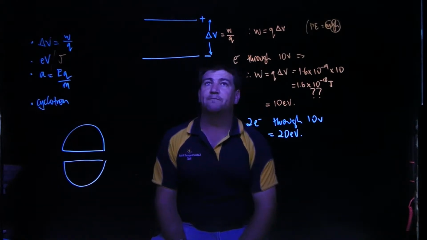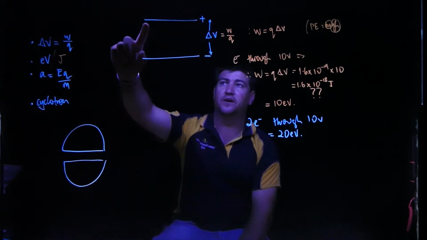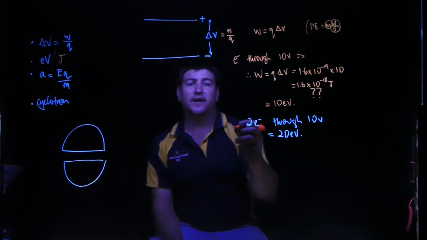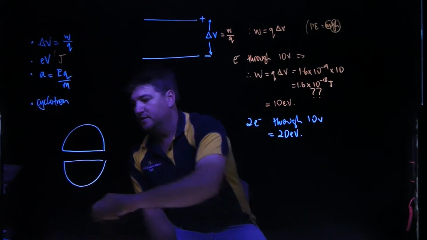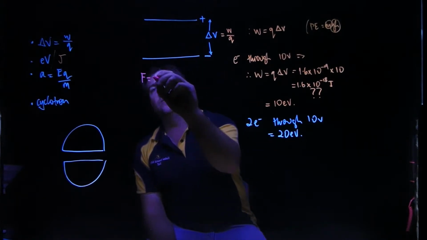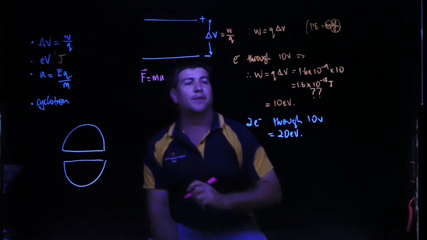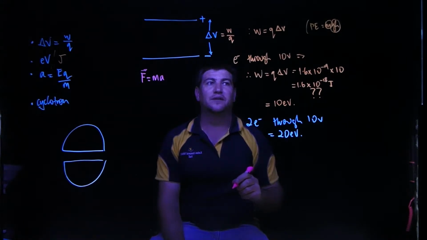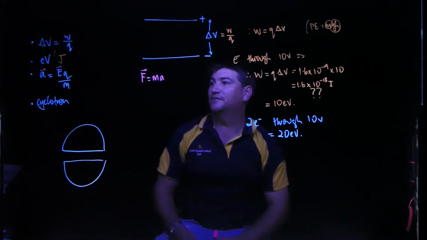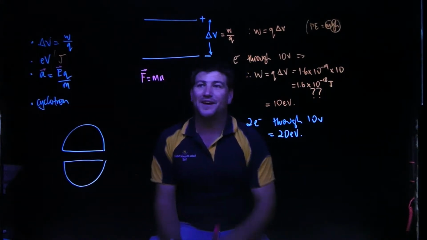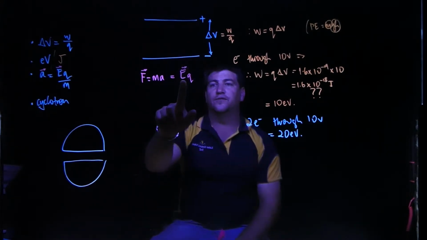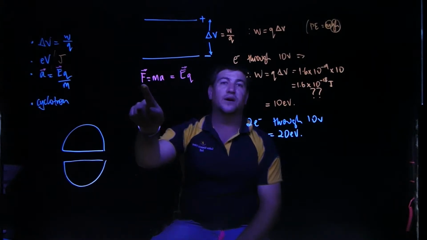Inside this field, we have an electric field set up because of this change in voltage, and what we can say is Newton's second law, F equals ma. F is always ma. And technically, it is also equal to EQ. So the electric field strength times the charge gives a force.